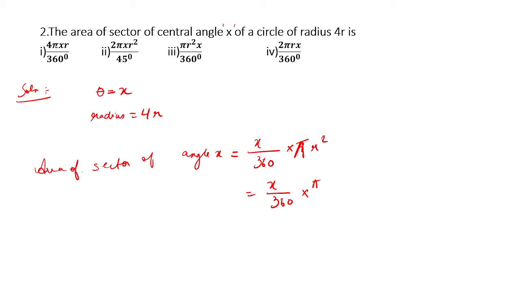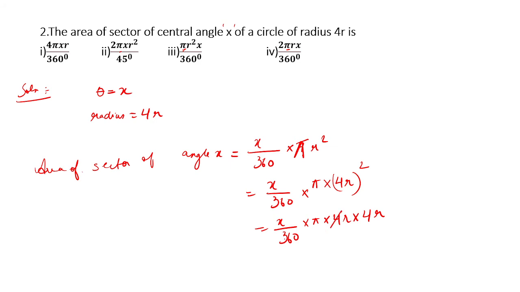Since in all the options they have not replaced pi, don't interchange it, okay? You look at the options also, they have kept pi as it is, untouched, so keep it untouched. Into, what is r square? The radius is 4r, so I can write it as 4r the whole thing square. So x by 360 into pi into 4r into 4r.